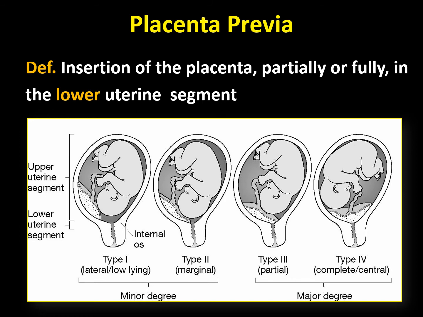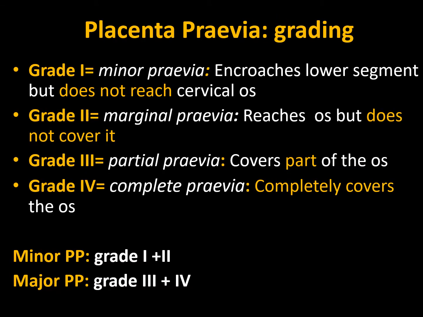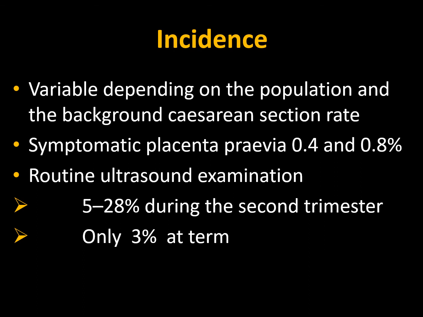Lower uterine segment is usually formed at 28 weeks of pregnancy, and this is why we don't diagnose placenta previa before 28 weeks of pregnancy. Grades 1 and 2 are called minor placenta previa, 3 and 4 major placenta previa. The incidence of placenta previa varies according to the population we're studying, according to the cesarean section rate. But the rate of symptomatic placenta previa is really low, 0.4 and 0.8%. So usually patients with placenta previa are asymptomatic. When we do a routine ultrasound examination, we diagnose 5 to 28% of low placenta at the anomaly scan, but only 3% will continue to have placenta previa at term.